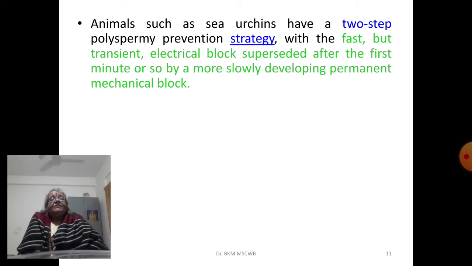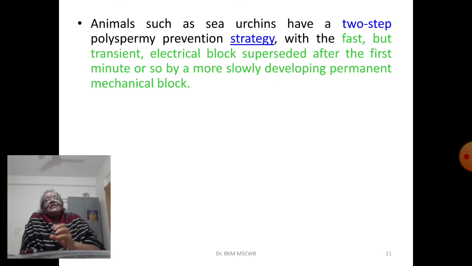Okay. Later, the sea urchin eggs adapt towards developing a permanent mechanical block, that is slow block mechanism or cortical reaction. Till cortical reaction is activated, the polyspermy is avoided by fast block mechanism or electrical block. Okay. When that is over by the first minute, then from the second minute or so, slow block mechanisms slowly start operating. Okay. That is cortical reaction.